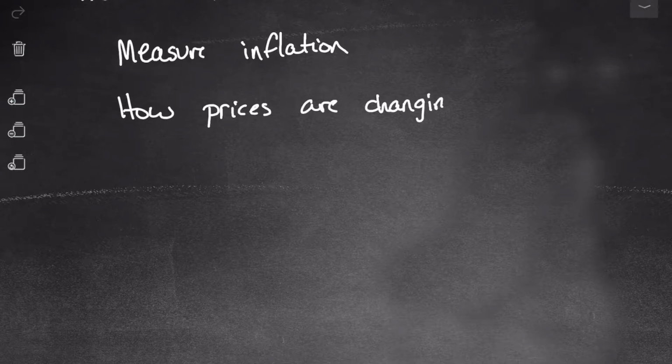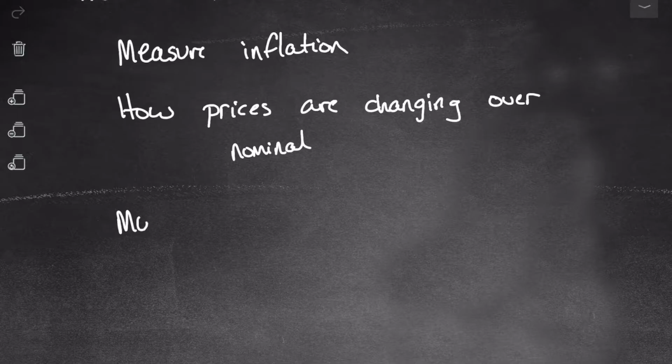And I should point out what we're talking about here are nominal prices, not real prices. Okay, so we're talking about nominal prices. In other words, the money price, the actual number on the price tag. What the price level is getting at is how nominal prices are changing over time.